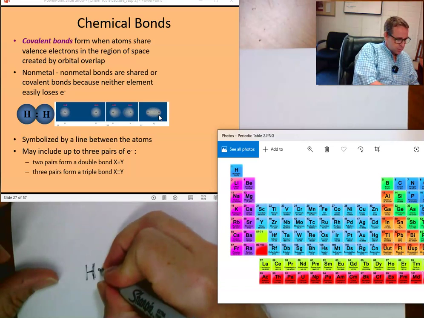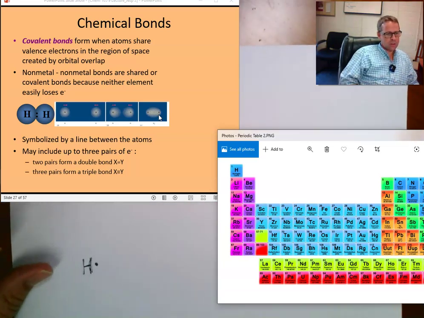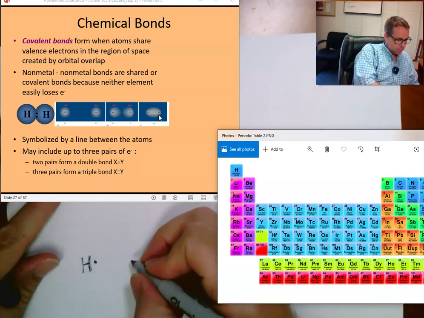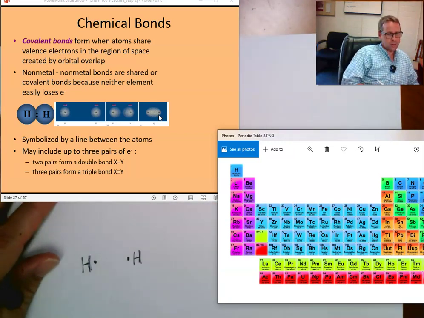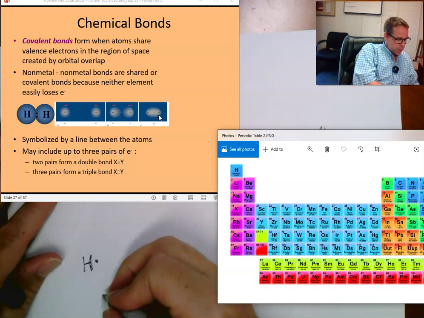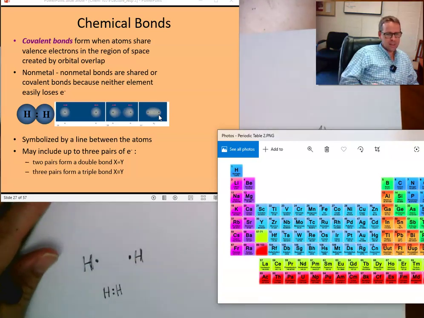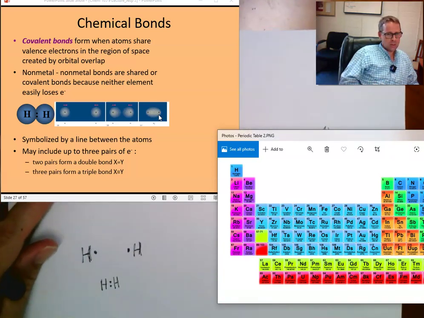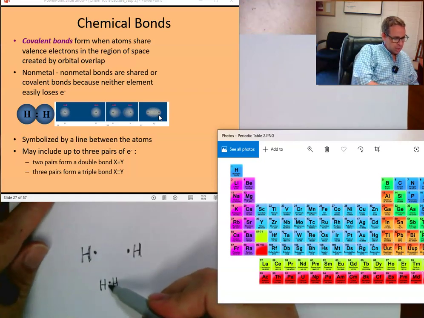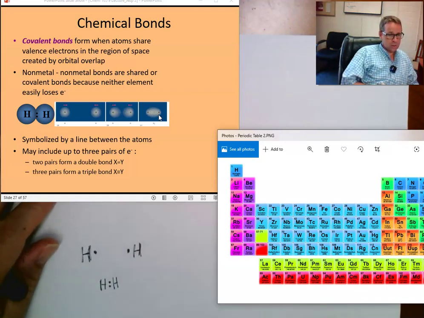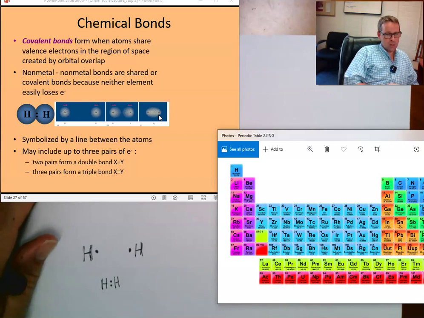This is symbolized as follows in terms of using our Lewis dot structures. Hydrogen, there's the Lewis dot structure for hydrogen, right? Everybody comfortable with that, hopefully. Here's the Lewis dot structure for 2 hydrogens. We bring them close together, and we can show those dots like that, all right? So 2 hydrogens coming together, sharing 2 electrons, one from each hydrogen atom, right?